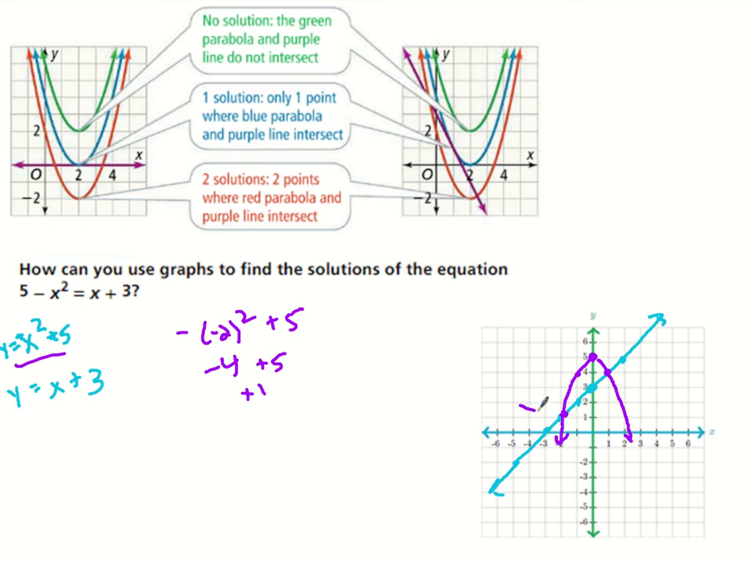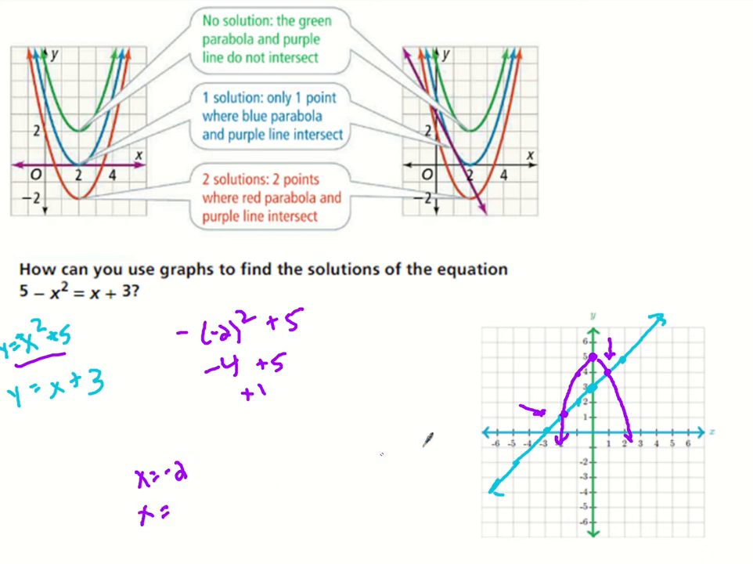So my solution is at these 2 points. Okay. So the solution of the system is where the two graphs intersect. And it's the x values that I'm really looking at here. So my x values are going to be, let's see, this one's at negative 2.